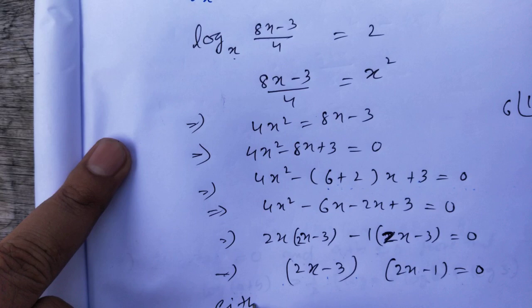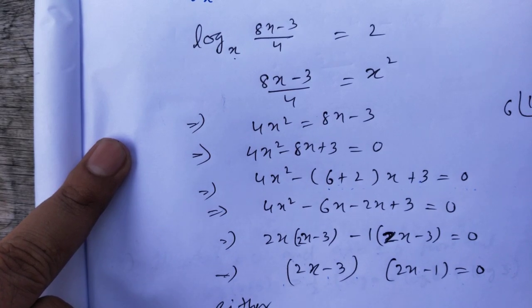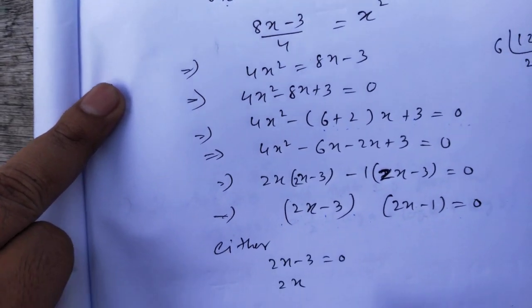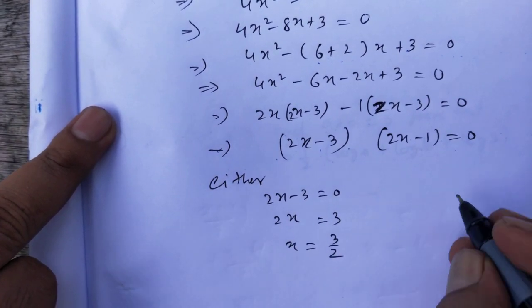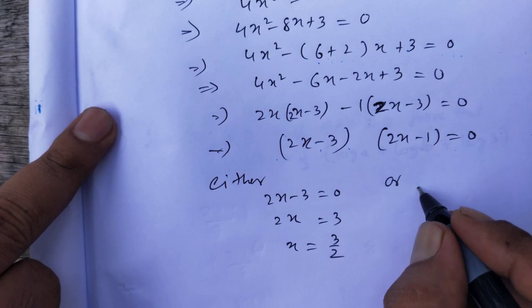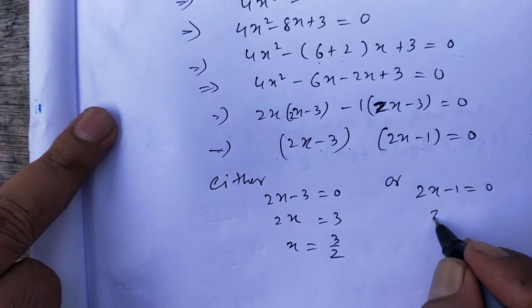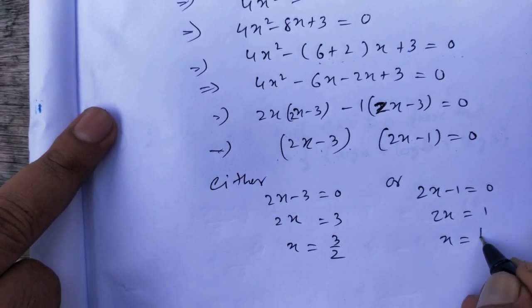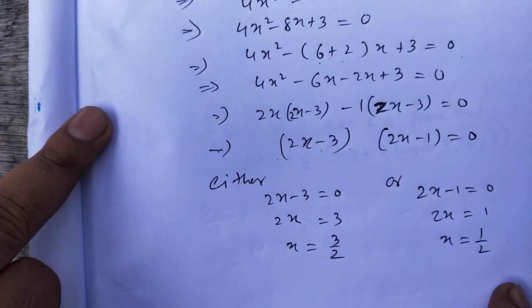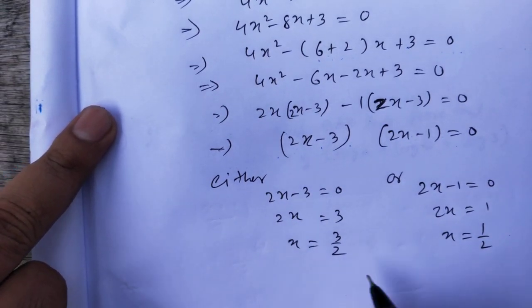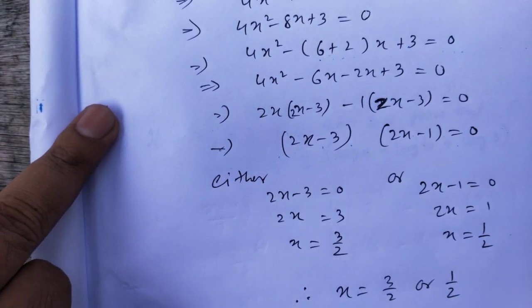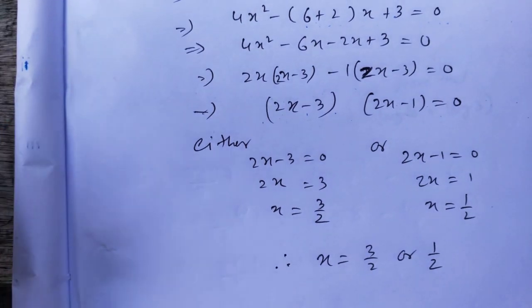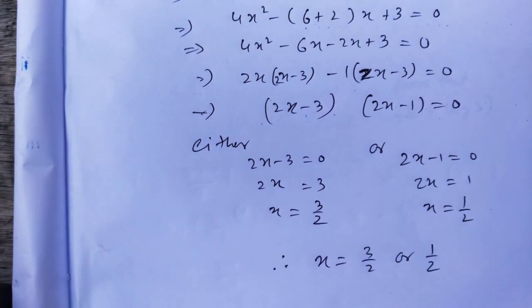So either 2x minus 3 equal to 0, 2x equal to 3, x equal to 3 by 2. Or 2x minus 1 equal to 0. So we're getting two positive answers, so both can be the answer. Therefore, x is 3 by 2 or 1 by 2. Both are answer, okay? You can pause the video to write the solution. Let's go to the next question.